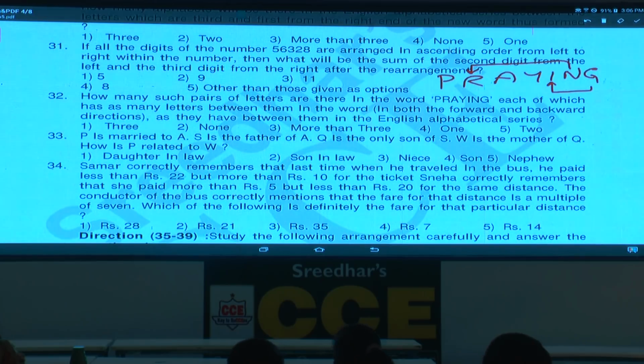N and R. I, J, K, L, M, Y, no letter more than this one, A, B, C and R. Hence how many pairs are there? There are only 2 such pairs, and it is given in choice 5. Question 32, it is choice 5.